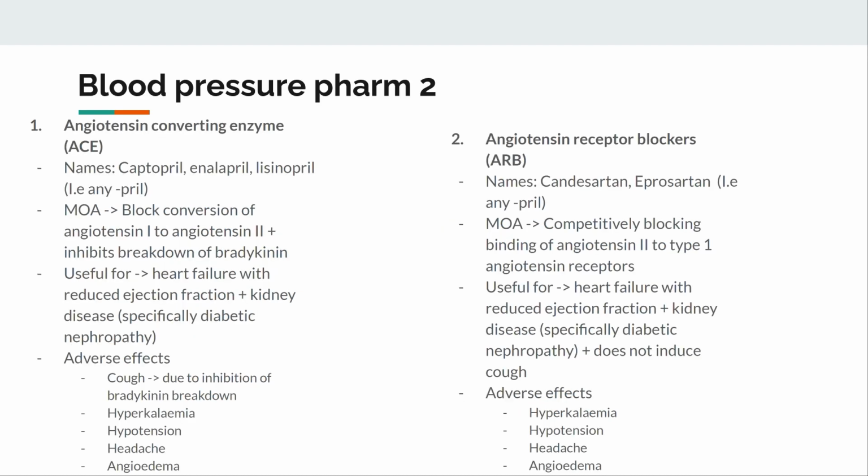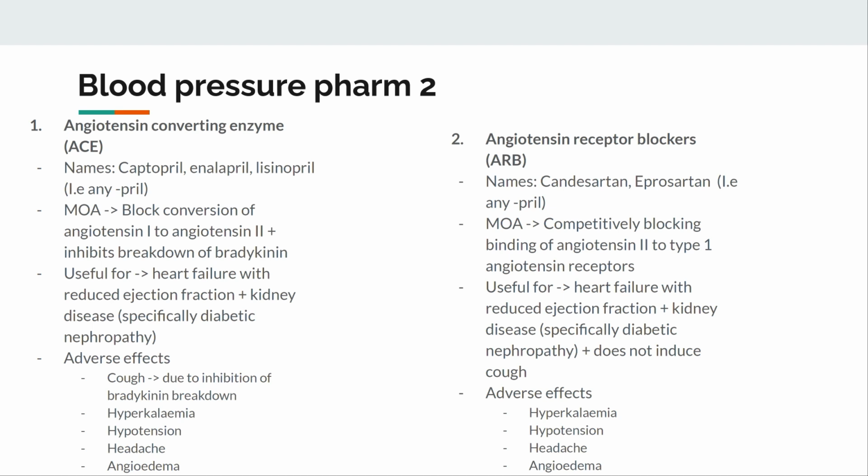We'll start with your ACEs. So these are, for full name, the angiotensin converting enzyme inhibitors. Essentially, the names of these are captopril, lisinopril, enalapril. Apologies for any of my pronunciation. The key with this one is anything that ends in pril. And so if you see that, it's most likely an ACE inhibitor. And these work by blocking the angiotensin converting enzyme, and that blocks the conversion of angiotensin 1 to angiotensin 2. And it also inhibits the breakdown of bradykinin. So this essentially works by stopping RAS.